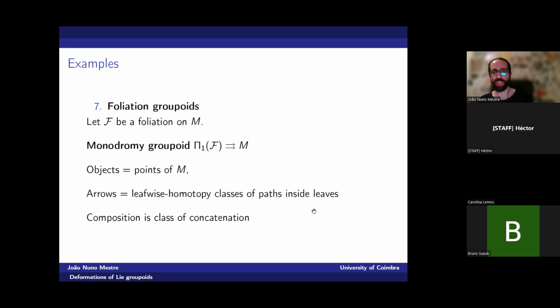Okay? And very similarly, I could take the holonomy groupoid, in which again I take the objects to be points of my manifold, and the arrows, instead of being homotopy classes, they will be holonomy classes of paths inside the leaf. So I'm going to consider two paths equivalent if they induce the same holonomy transformation. And again, I take the composition to be the holonomy class of the concatenation.